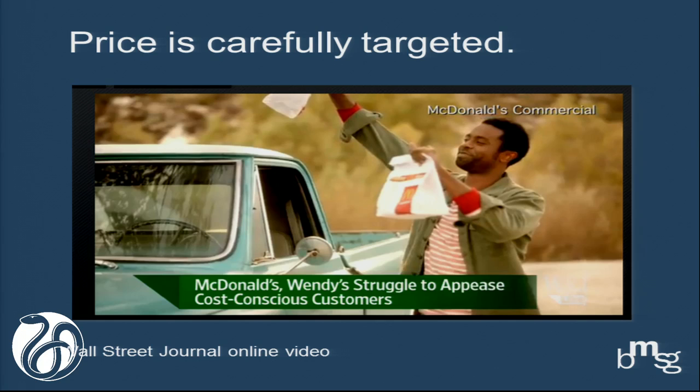The next P is price. So price is carefully targeted, and we know that from all products, not just food. What's interesting here is that what we in public health tend to call low-income communities, the food industry calls value-oriented customers. And they approach them that way.